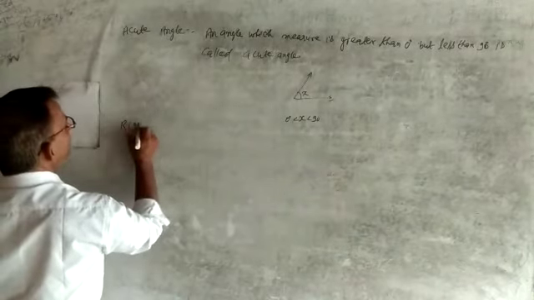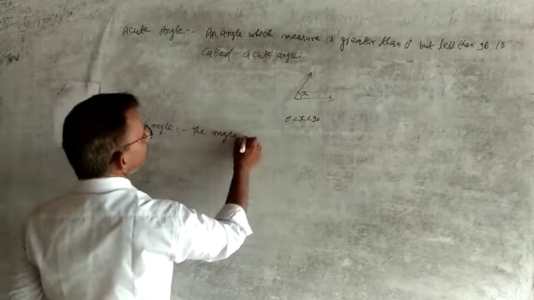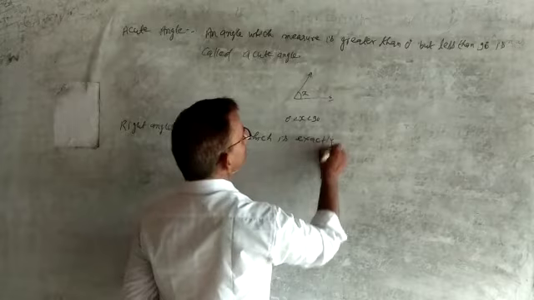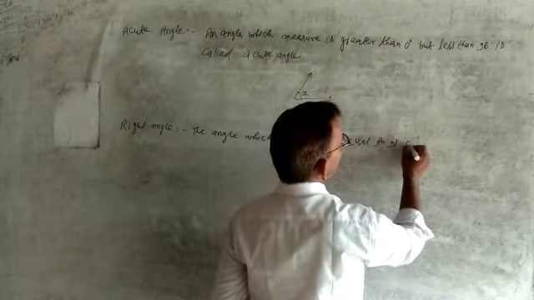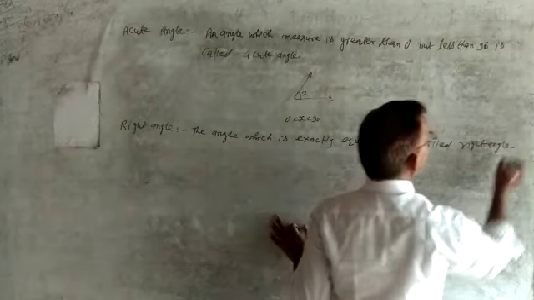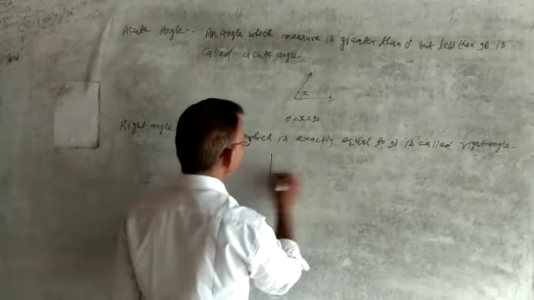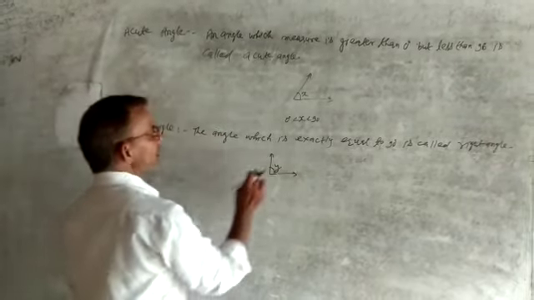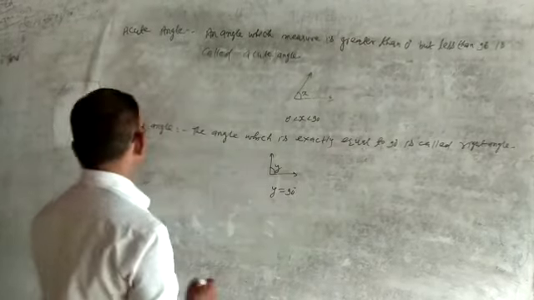Right angle. The angle which is exactly equal to 90 degrees is called a right angle. Suppose this angle is y. Y is exactly equal to 90 degrees.